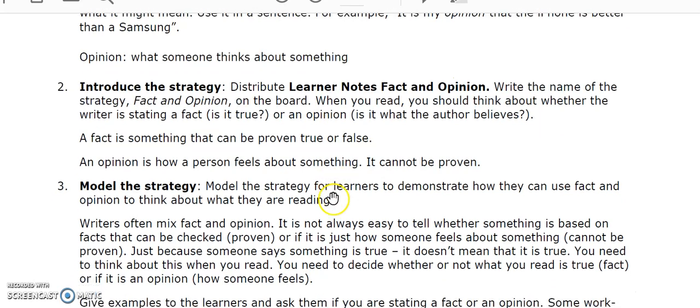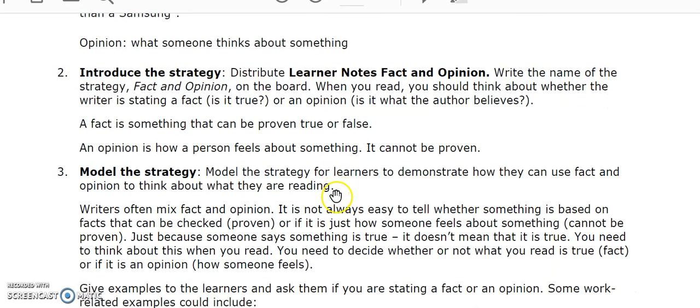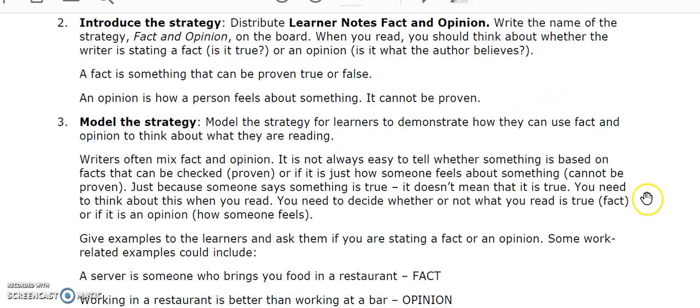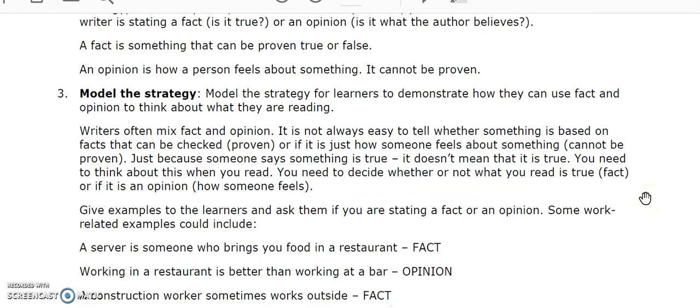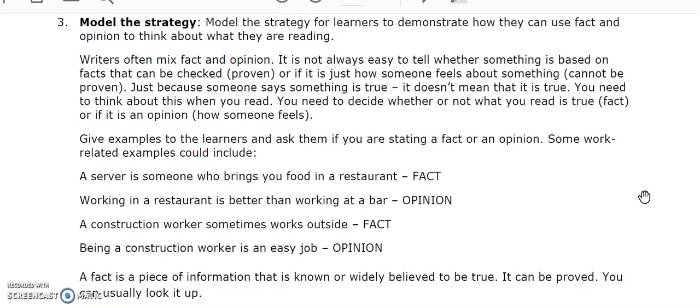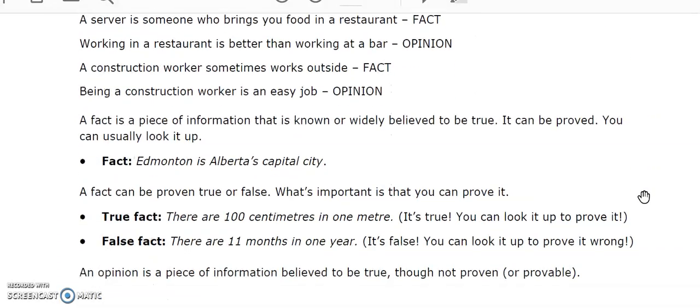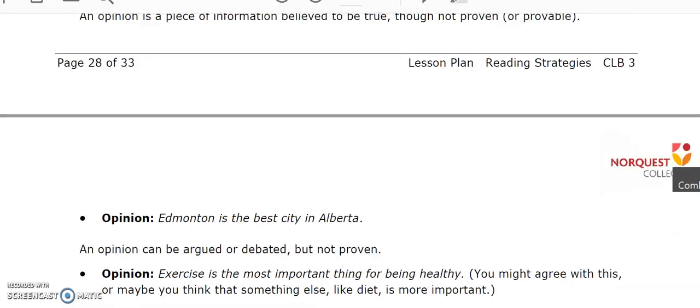The lesson plan then shows you how to model the strategy for the learners to demonstrate the difference between fact and opinion using various examples. In the guided practice part of the lesson, the learners will practice identifying whether the statements are fact or if they are opinion. They will also practice writing their own fact and opinion statements.